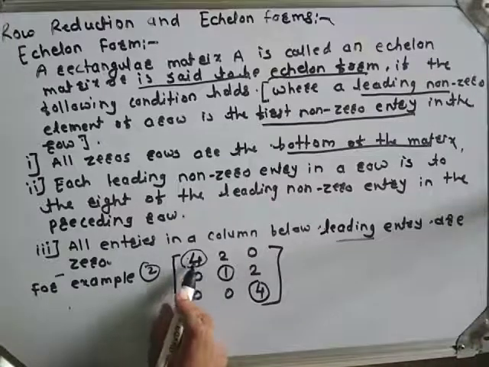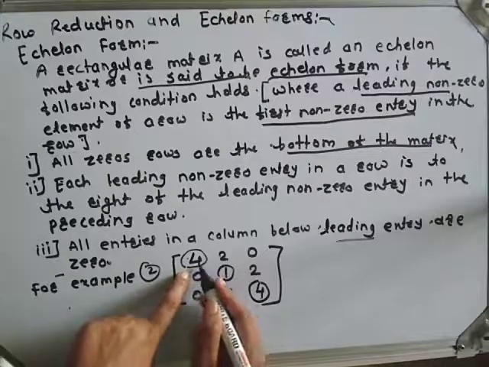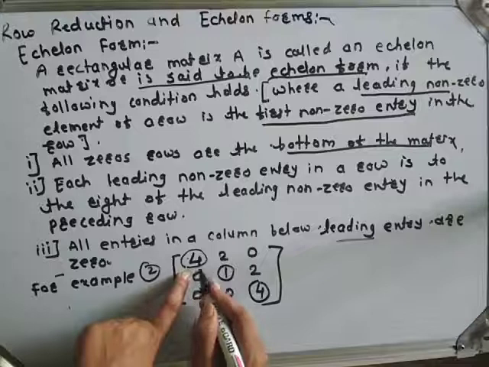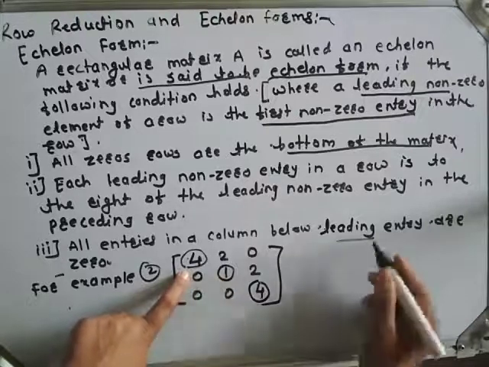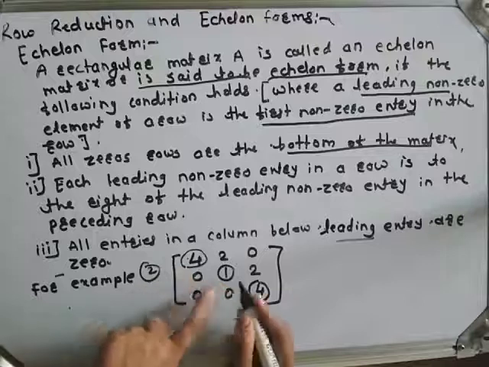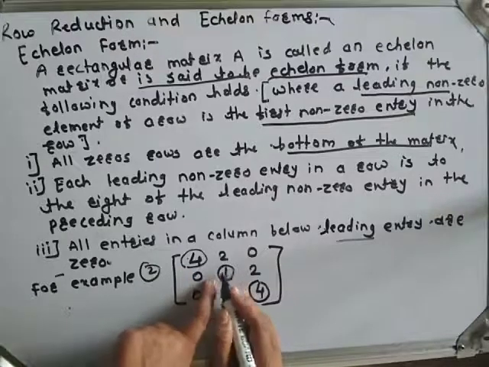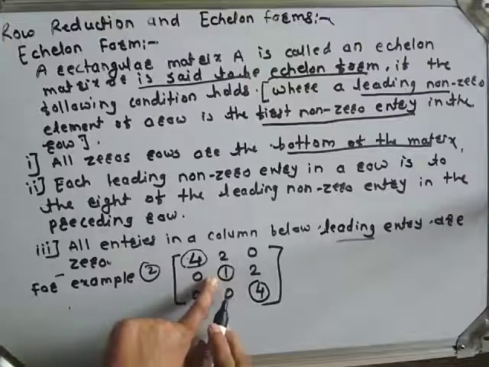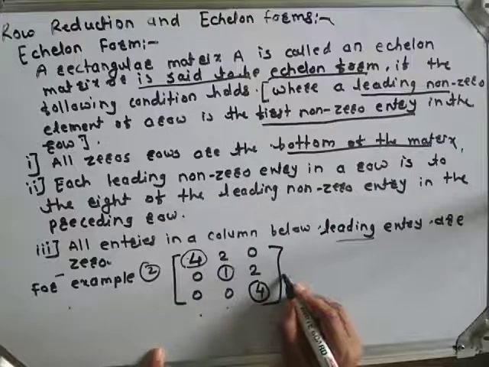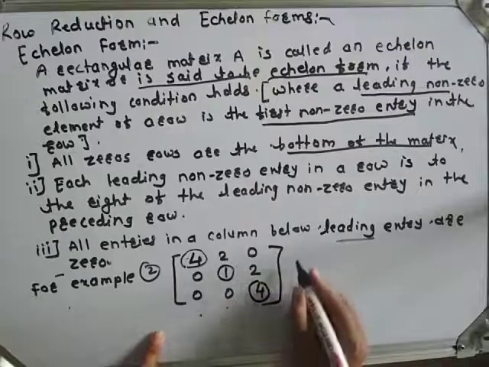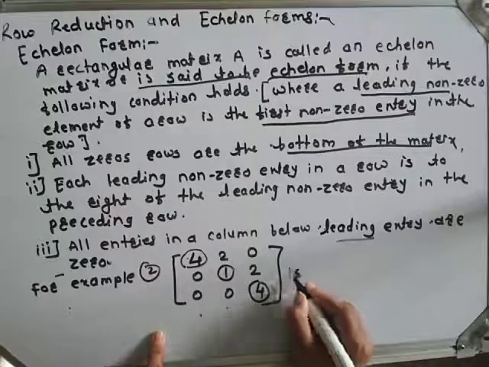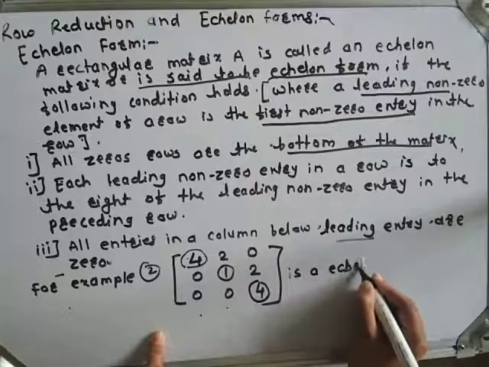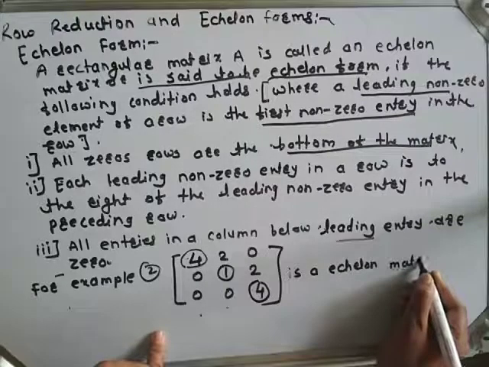See here, for this row, this 4 is the leading entry, and all entries in this column below this leading entry are 0. For this column, the leading entry is 1, and all entries below this leading entry are 0. Therefore, this matrix satisfies all conditions of echelon form. Therefore, this matrix is an echelon matrix.